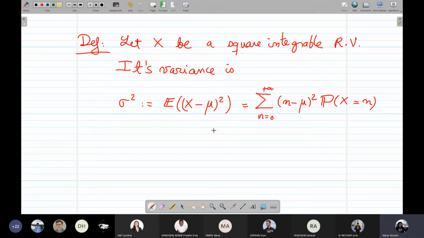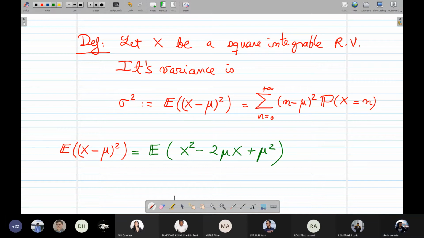What happens if you develop the square? So you take this guy and you develop the square inside. So this is equal to the expectation of x squared minus 2 mu x plus mu square. And the expectation is linear. So this is equal to the expectation of x squared minus 2 mu times the expectation of x plus the expectation of a constant, which is itself, plus mu square.